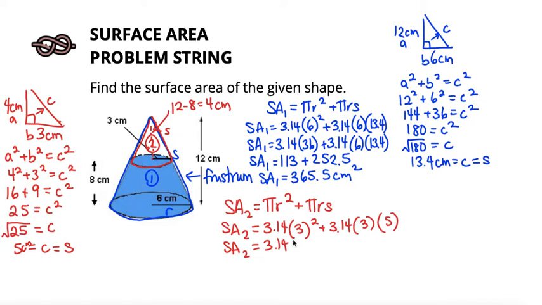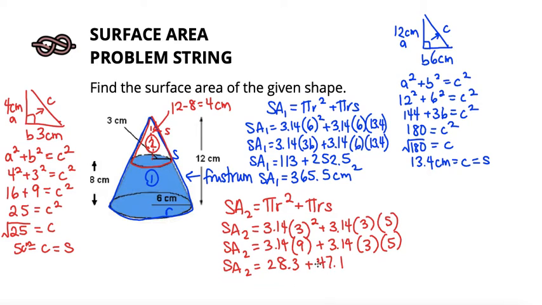3 squared is 9. And now we're going to multiply our values together. 3.14 times 9 is approximately 28.3. And 3.14 times 3 times 5 is approximately 47.1.